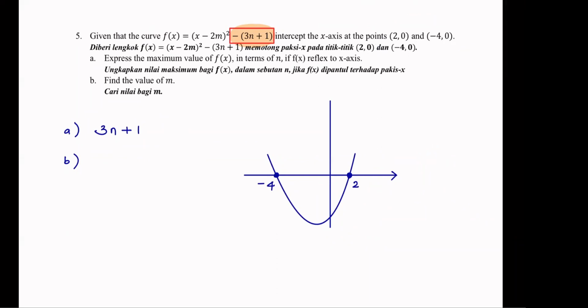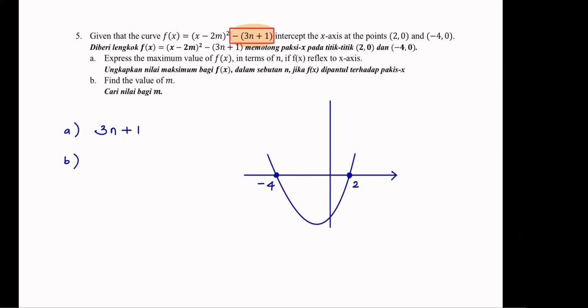So, the minimum value is this lah. Minimum value is negative bracket 3n plus 1. That is your minimum value. Since your graph is reflected, it becomes the maximum value already. Original class, original. This is your minimum graph. Since the graph is reflected, it becomes the maximum graph already.